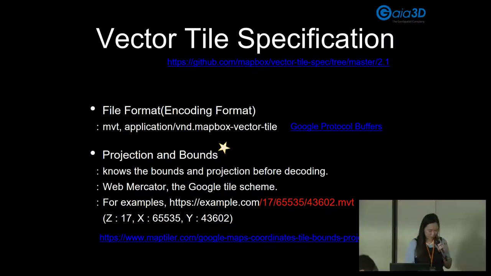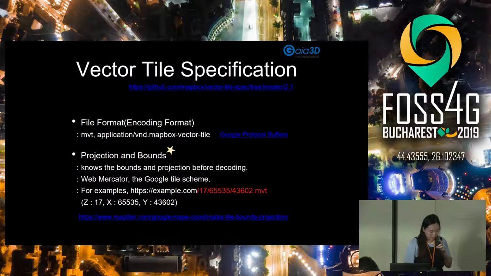MVT format uses Google Protocol Buffers as an encoding format. Protocol Buffers are independent of the language preferred for processing or serializing structured data. The VectorTile represents data based on a square extent within a projection. VectorTile should not contain information about its bounds and projection. This format assumes that the code knows the bounds and projection of the VectorTile before decoding it.